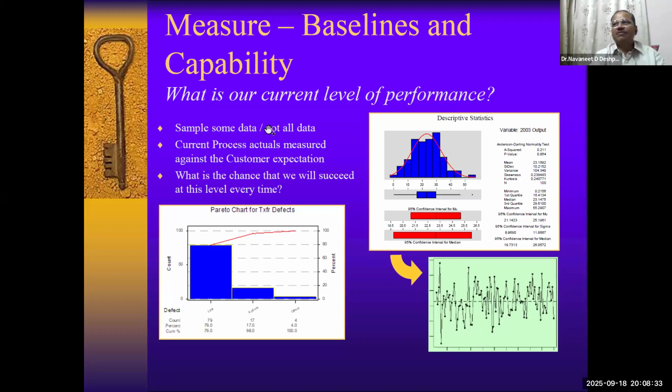It's not a big offense if we have not taken feedback from some of the customers. On average, if 100 people are there, at least 10 to 15 people should have given feedback, and on that basis the current processes are measured against the customer expectations and have to be quantified. And then what is the chance that we will succeed at this every time?